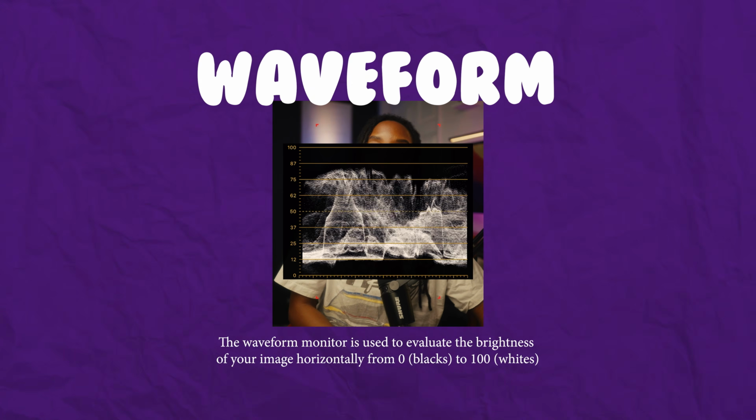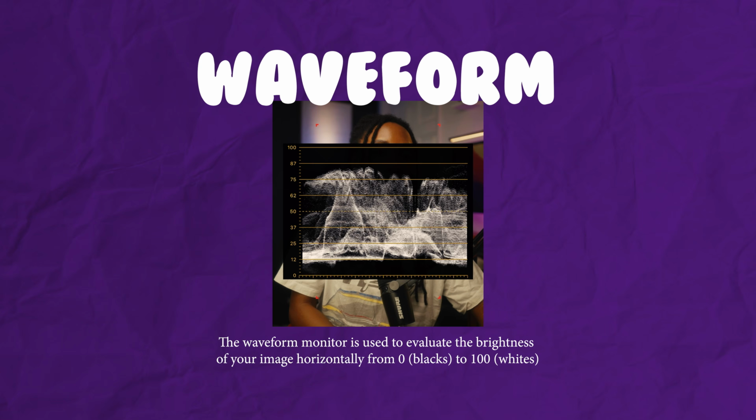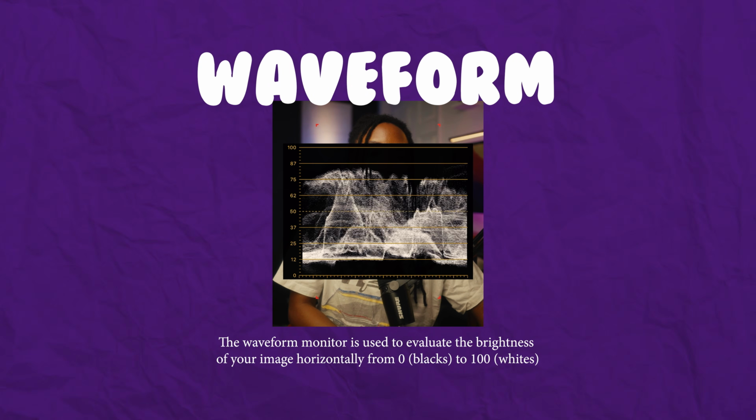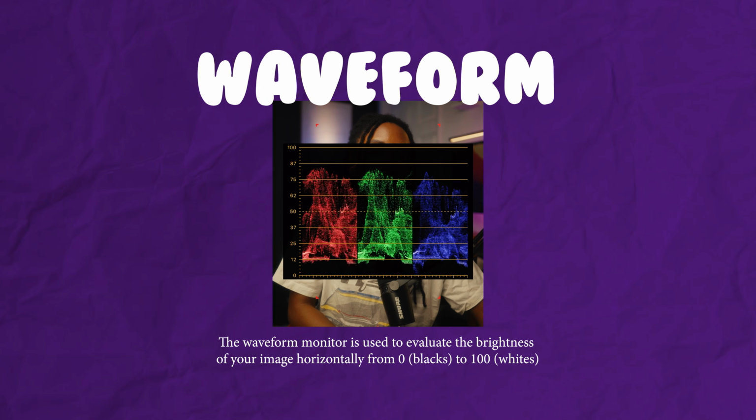But when it comes to waveforms, waveforms help you check the brightness on an IRE scale from 0 to 100 vertically. 0 means that you're clipping your blacks, and 100 means that you're clipping your whites. And then you may see a little movement in the middle, which is pretty much your midtones, and that is going to be whatever your subject is. And again, you want to make sure that you're in the standard IRE when it comes to that.